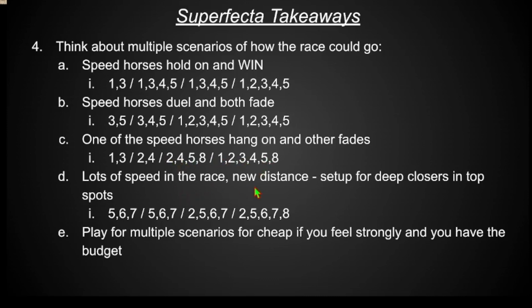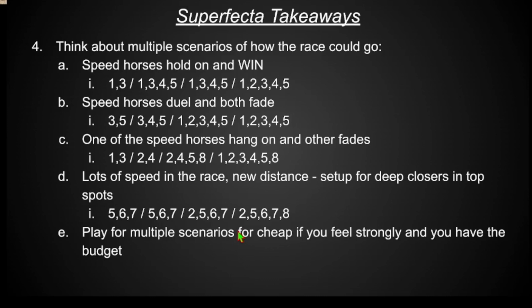Lots of speed in the race or a new distance sets up for deep closers in the top spots. Not really a superfecta I play, but if you see lots of speed and just think some long shots can pass by the 2 tiring front runners, maybe you play something like 5, 6, 7 with 5, 6, 7 with 2, 5, 6, 7 with 2, 5, 6, 7, 8. Play for multiple scenarios for cheap if you feel strongly and have the budget. Again, this multiplier, I didn't calculate it, but I imagine it's going to cost you maybe up to $10. But let your handicapping tell you how to bet the superfecta, if at all.